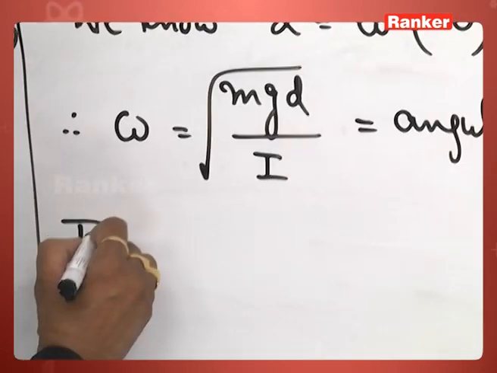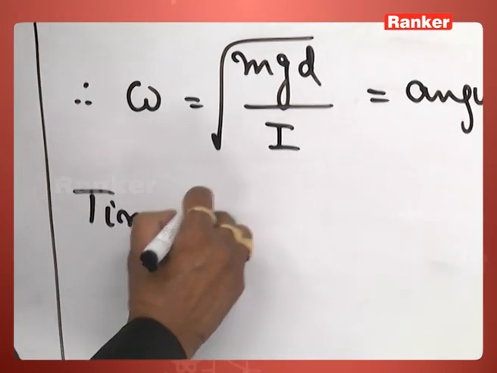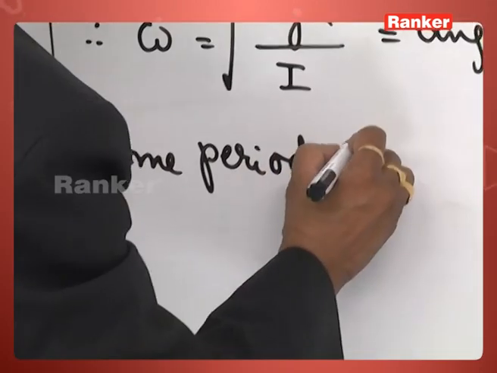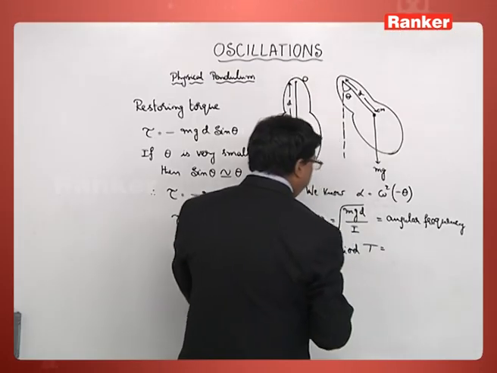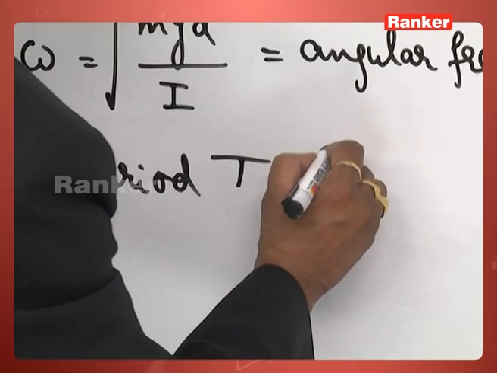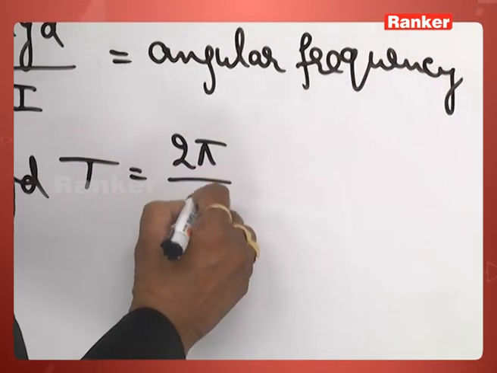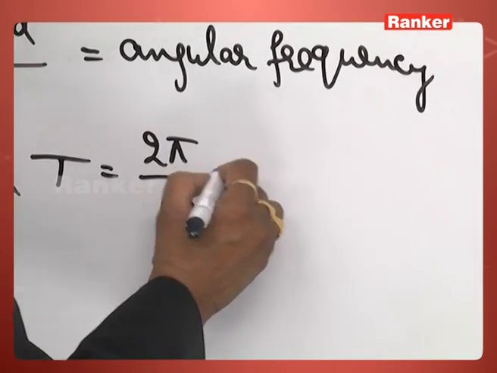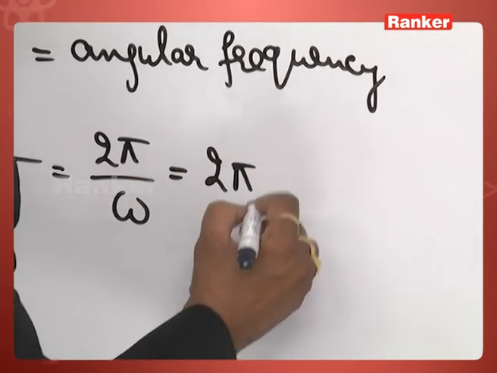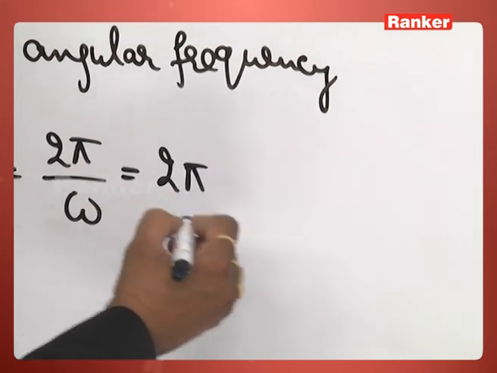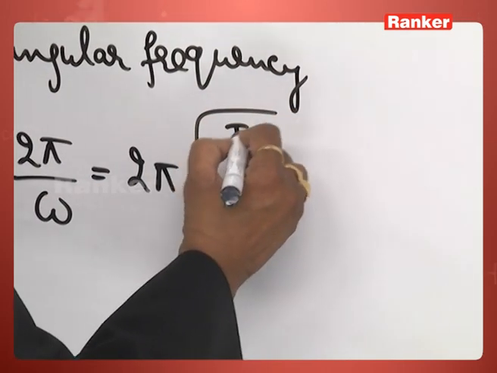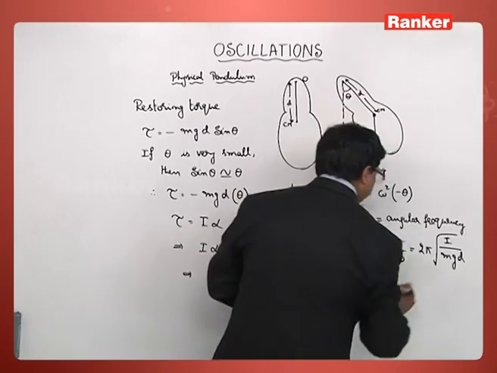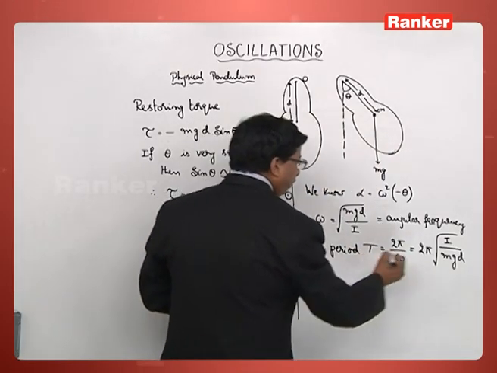Similarly, what would be the time period of its oscillation? The time period, if I want T, can be written as 2 pi by omega. That is the basic formula for us. So we can rewrite it as 2 pi into root over I by mg d. This is the formula for time period.